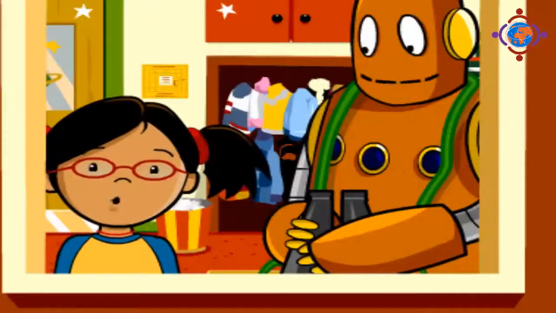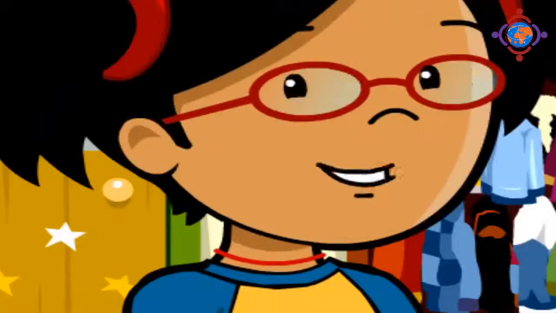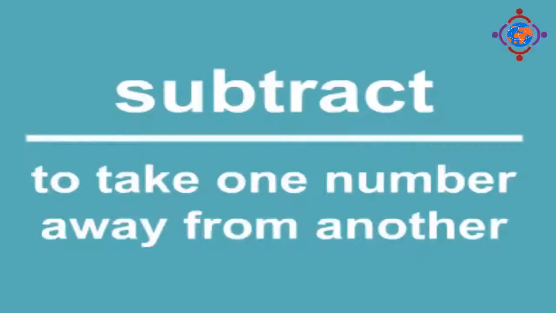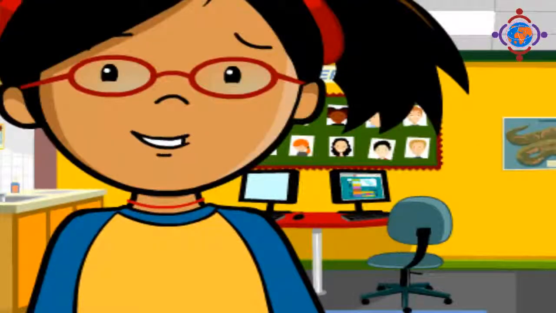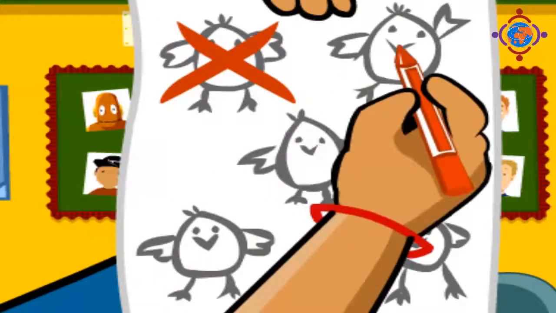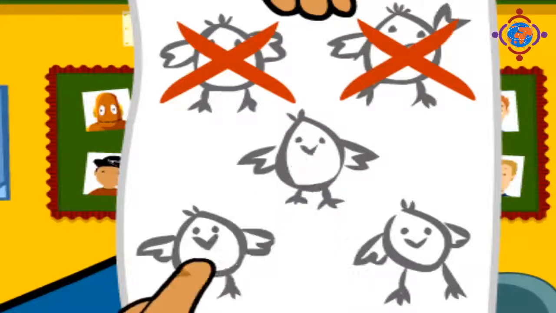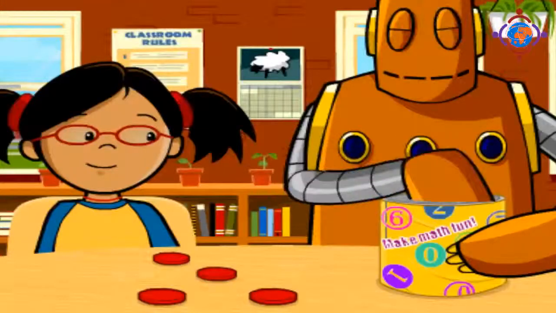You can subtract to find out. But how do you subtract? When you subtract, you take one number away from another. You can draw pictures to help. There were 5 birds, but 2 of them flew away. So there are 1, 2, 3 birds left.